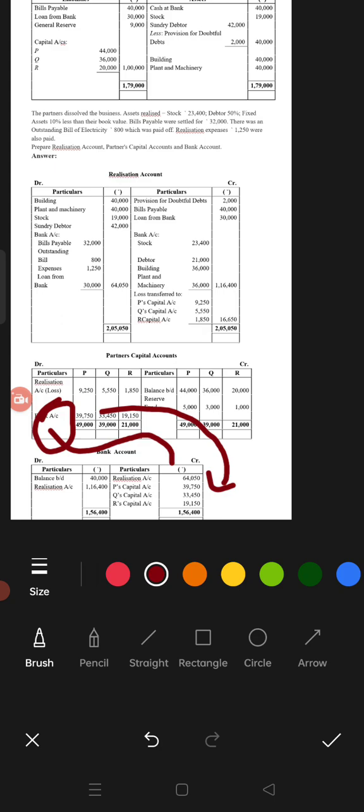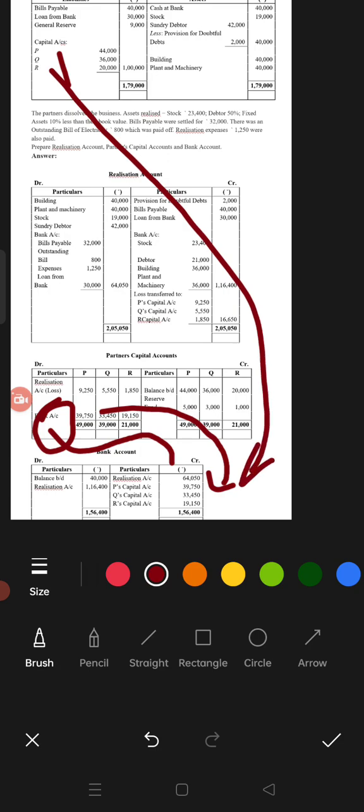And I want to make one thing clear. Suppose, for example, if any partner loan is given in the debit side in the balance sheet, you are going to take it in the bank account. That means you have given a loan to the firm. The partner has given a loan to the firm. It will be recorded in the bank account.